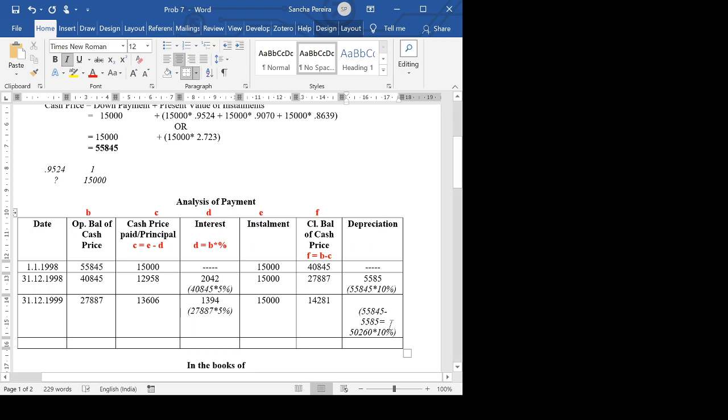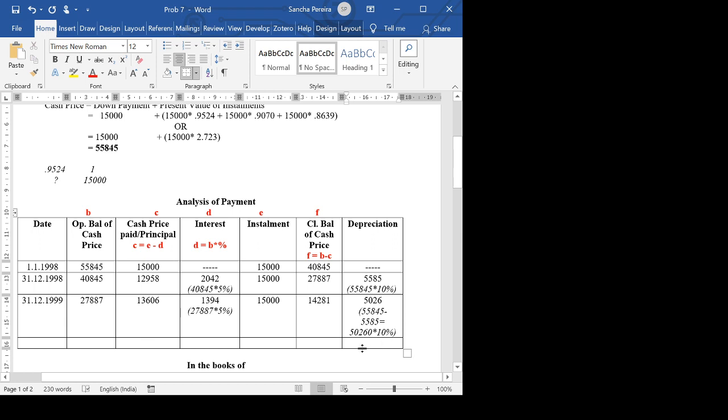So that is why it's called the reducing balance method, because every year you don't calculate it on the original cost, but you calculate it on the reducing balance. What's that reduced balance? Minus the previous year's depreciation. So 55,845 minus 5585 gives you 50,260. 10% of that gives you 5026. I think you've done this method of depreciation before. Okay, so that's how you calculate the depreciation.